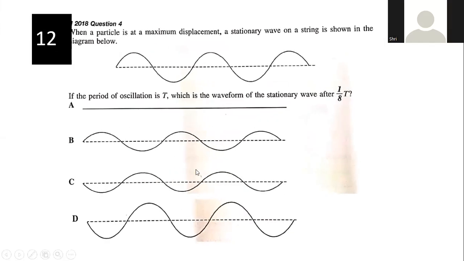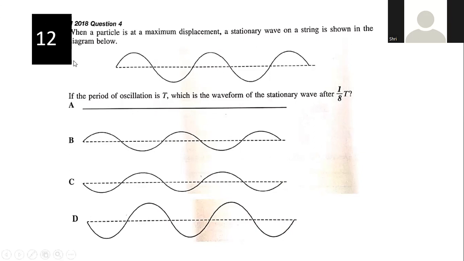Okay. When a particle is at maximum displacement, a standing wave on the string is shown in the diagram below. If the period of oscillation is T, what is the waveform of the standing wave after 1/8 period? C.